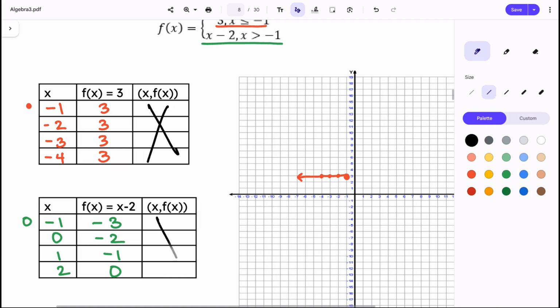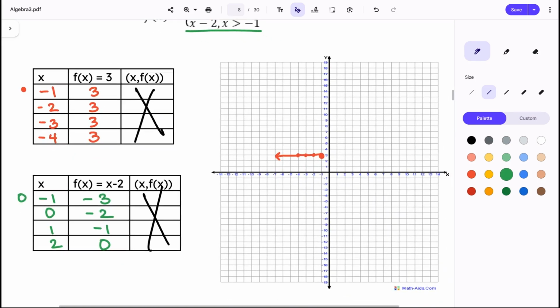Again, I'm not going to write out the ordered pairs. You can if you want to. I think you guys are beyond that point. So -1, -3, this time have an open circle. Don't fill it in. Then 0, -2, 1, -1, 2, 0. So this one appears to kind of be going up to the right. Any questions on the piecewise function like that?